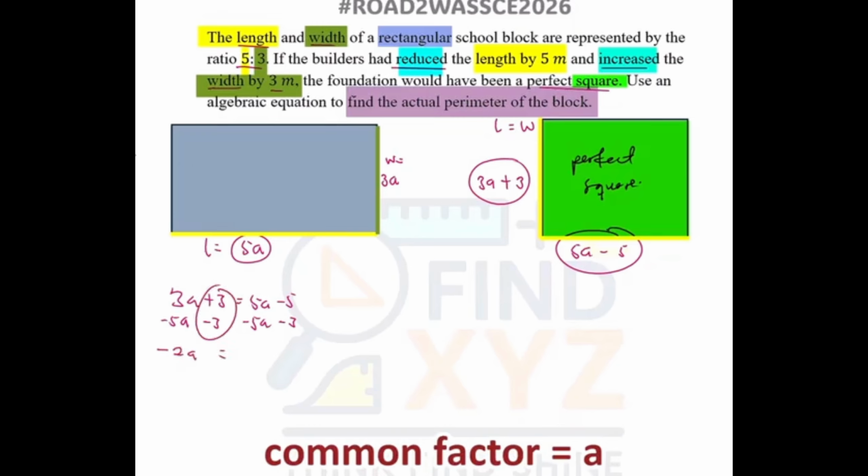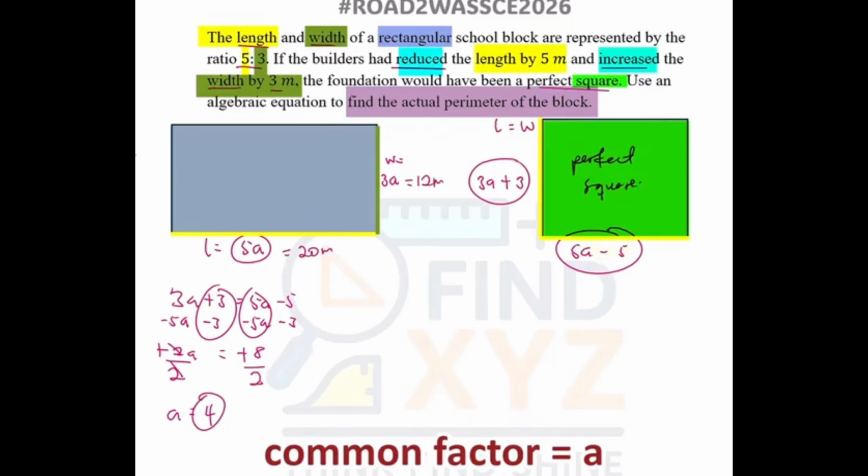This will go to 0. This will also go to 0. Then negative 5, negative 3 will give us negative 8. Negative and negative will cancel out, so I can divide this by 2 and I also divide this by 2. Then what is a? a will give us 4. So watch this. Now we have been able to identify the common factor. So 5 times 4, which is a, will give us a length of 20 meters. 3 times 4 will give us a width of 12 meters.